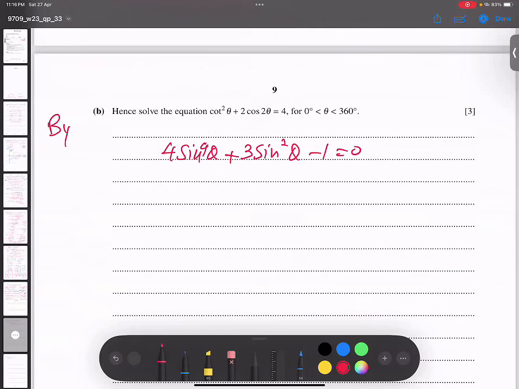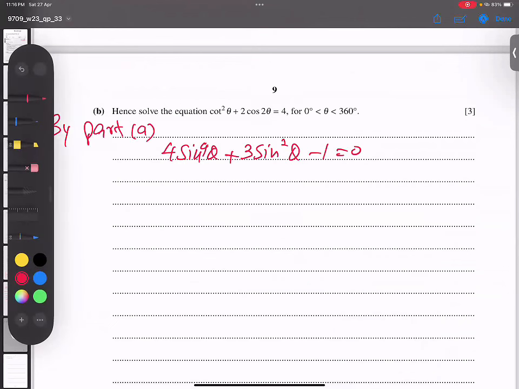By part A. Now, students, this is a sine square. I can go with assuming this is equal to k, or I can write directly sine square theta equals to A is 4. Or I can factorize if you want to do it. So there are many ways. Sine square theta equal to k. Here I got 4k square plus 3k minus 1 equal to 0.